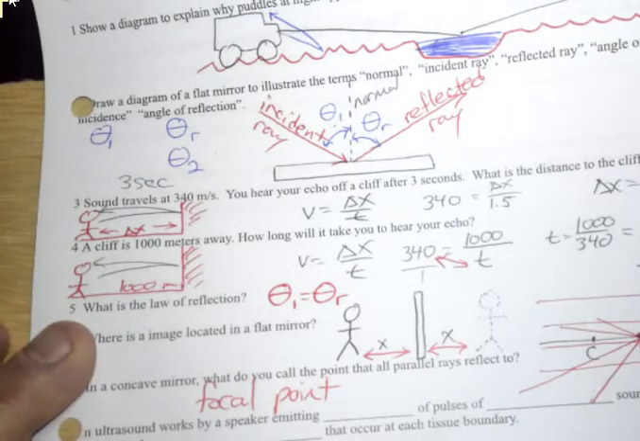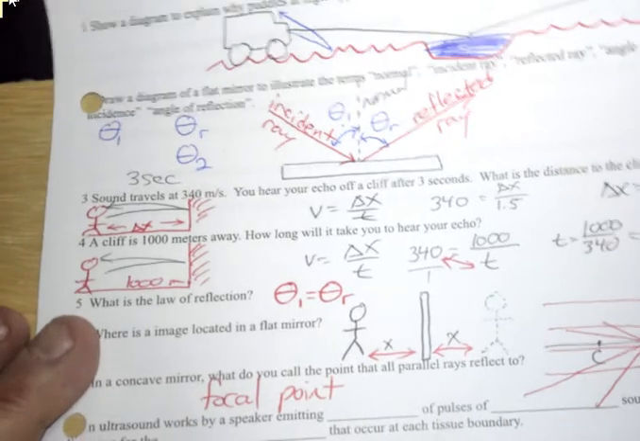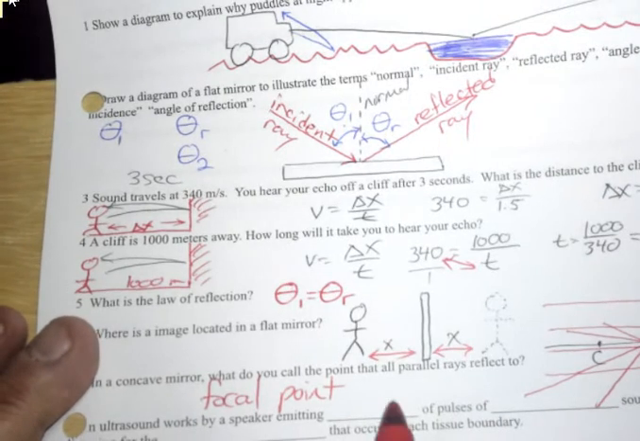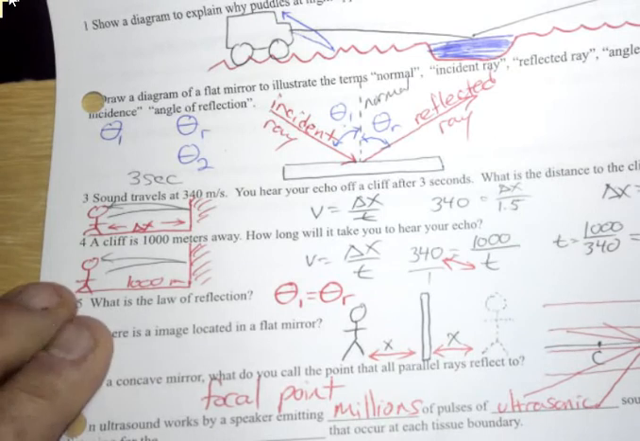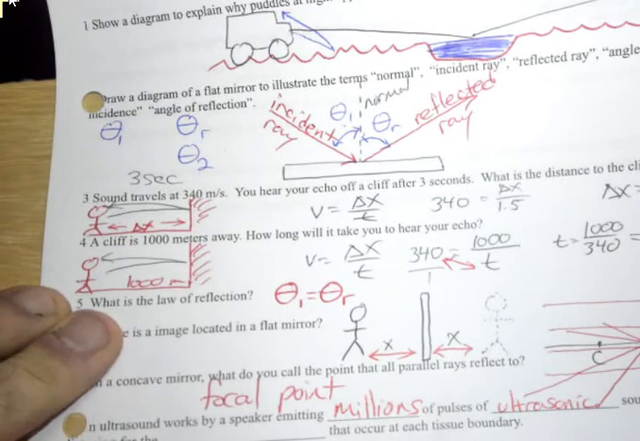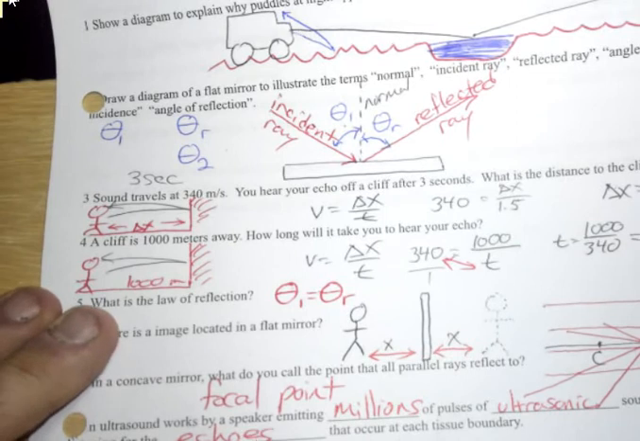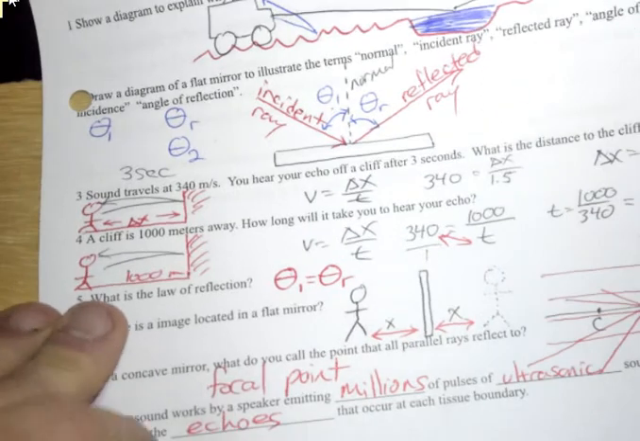Number 8, an ultrasound. This is the thing that images your body. An ultrasound works by a speaker emitting millions of pulses of ultrasonic sounds. Ultrasonic: those are higher frequencies than we can hear with our eardrums. And listening for the echoes that occur at each tissue boundary. Those 3 words, please type into those 3 blanks in Schoology.